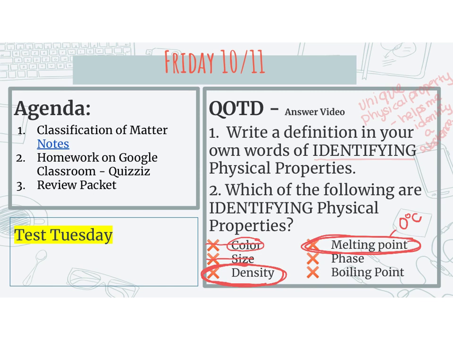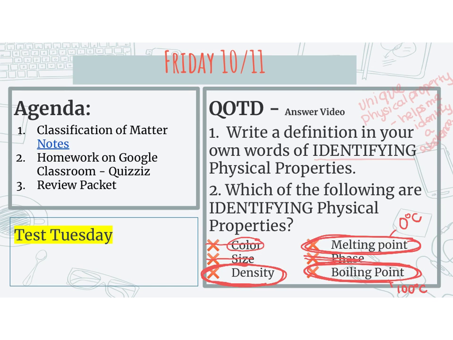But we know that water can be a solid, liquid, or gas. So the phase doesn't tell us what substance we have. This would be our solid, liquid, or gas. And then we know the boiling point of water is 100 degrees Celsius. And again, that's a unique thing just for water. So boiling point is our last identifying property.